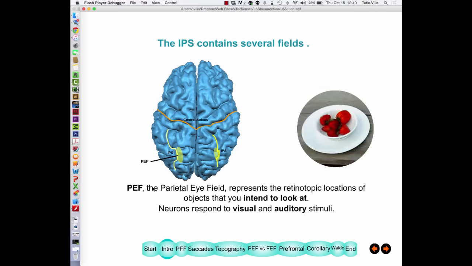Now, one of these areas, called the parietal eye field, located here in yellow, is involved in locations with respect to the eye. So there are objects you intend to look at, like I want to look at these strawberries. So I see them to one side of my visual field, and I make an eye movement towards them, and they're centered in my visual field. And neurons here respond to both visual and auditory stimuli.